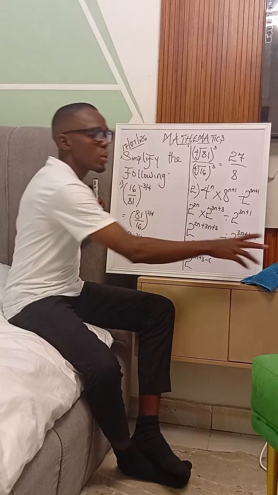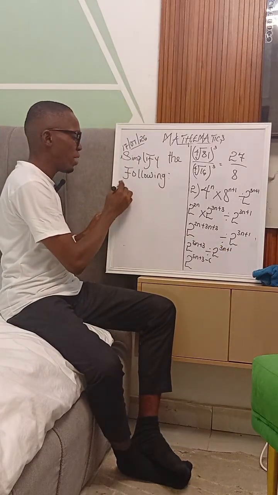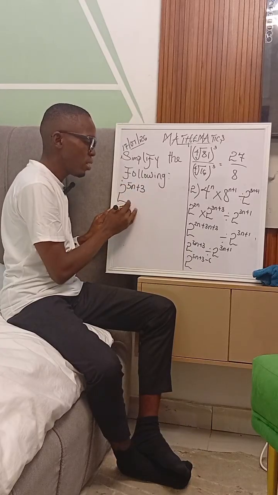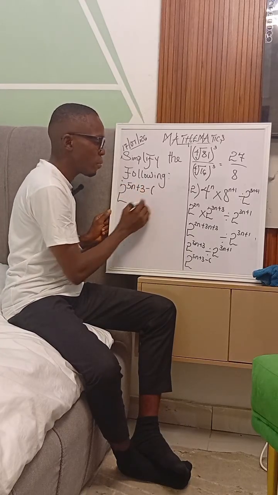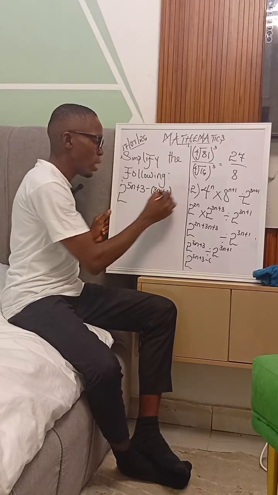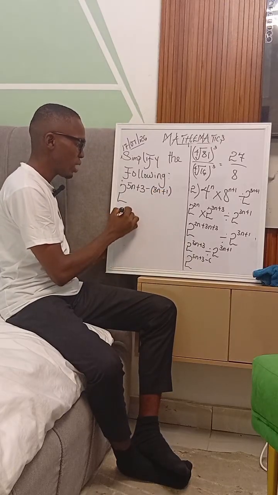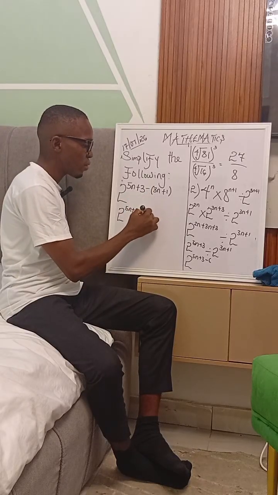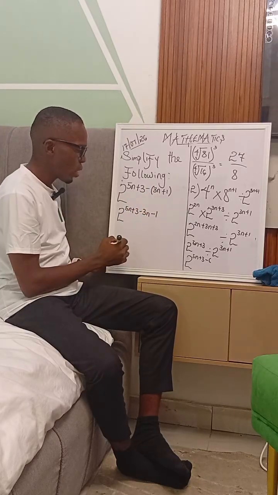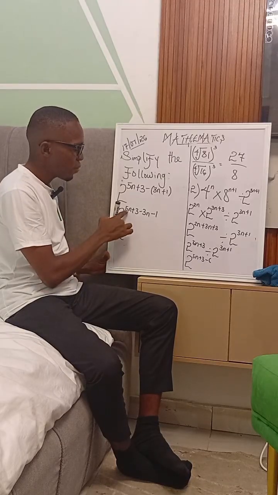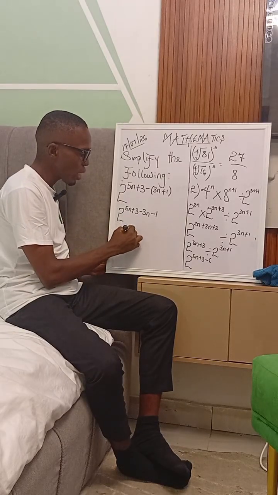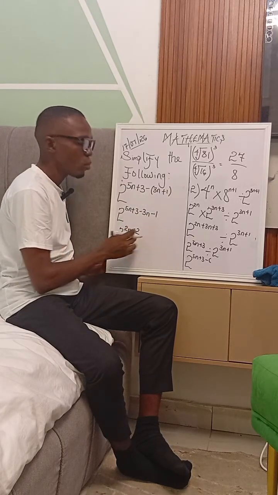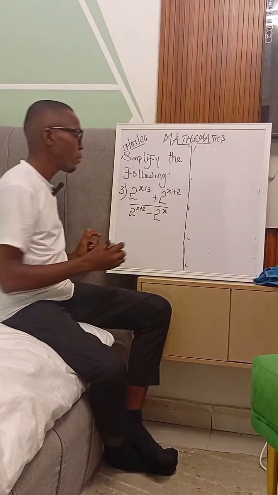Okay, I think I should do it here to be clear. So I should be having 2 to the power of 5n plus 3 minus, in a bracket, 3n plus 1. And then that would now give us 5n plus 3, minus, affecting this, I have minus 3n, and then here minus 1. Now 5n minus 3n will give us 2n. Plus 3 minus 1 will give us plus 2, and that's my final answer.